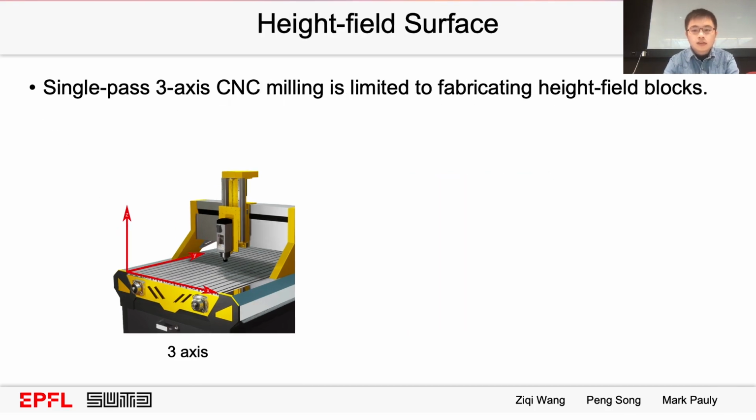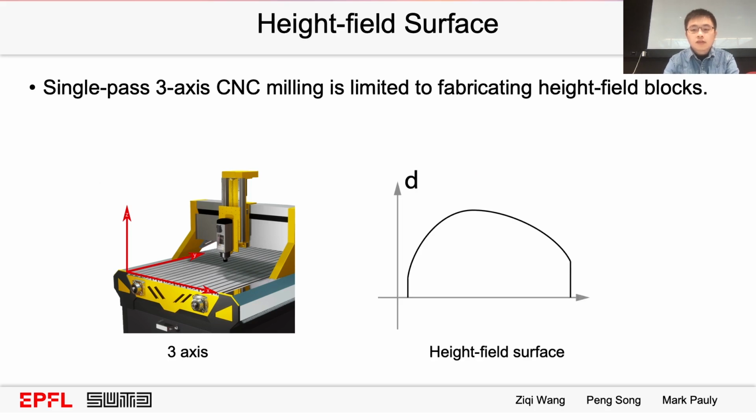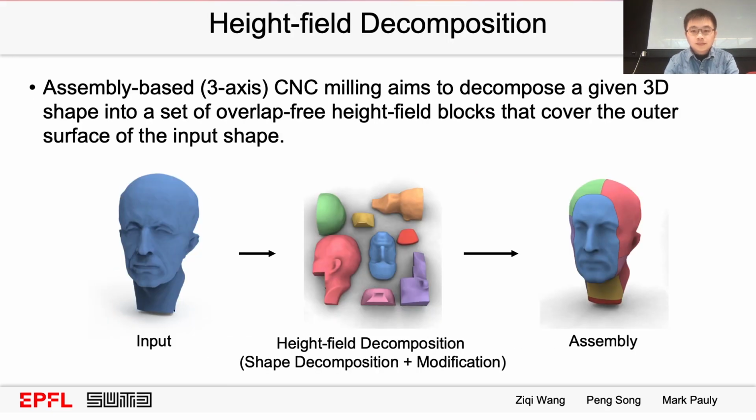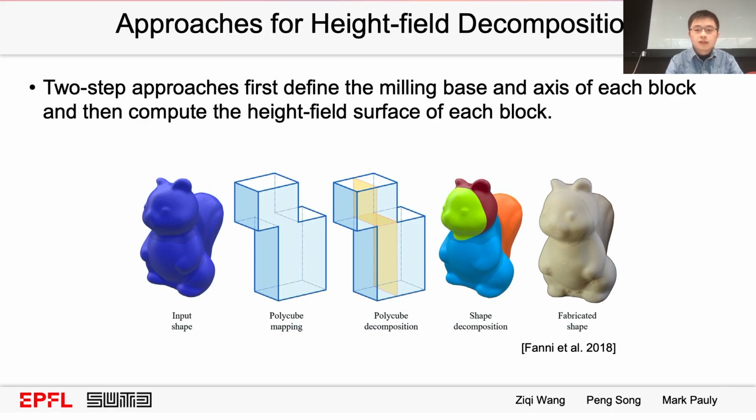The problem for a 3-axis CNC machine is that it only fabricates height field surfaces. The surface height field direction D has to match with the Z-axis of the CNC machine. The main methodology for assembly-based CNC milling is the height field decomposition, which decomposes the input shape into height field blocks. Local modification is needed for the parts whose outer surface has non-height field areas. There are 2 approaches for height field shape decomposition: the 2-step approaches and optimization approaches.